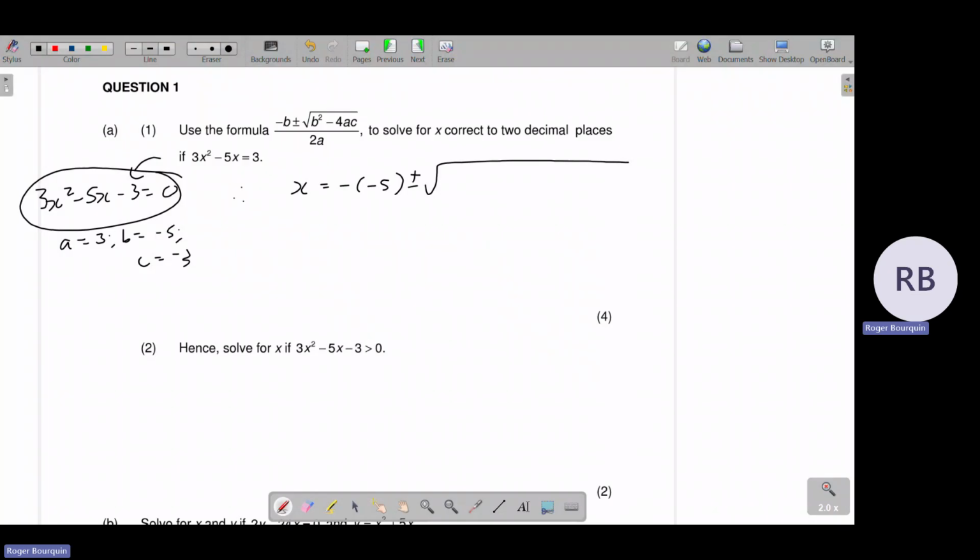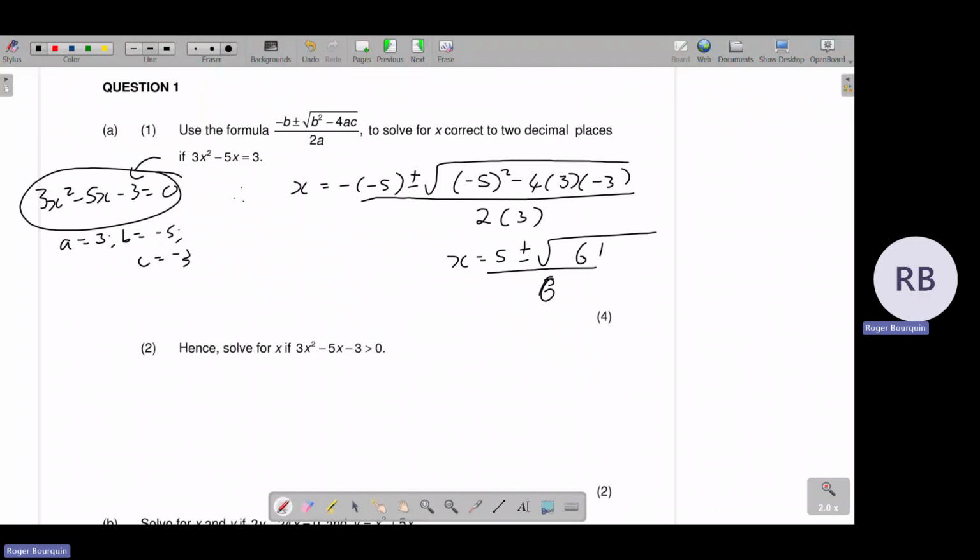So you just put those into the formula and you get x is equal to minus b plus minus the square root of b squared, which is minus 5 squared, minus 4a, which is 3, c is negative 3, over 2 times a, which is 3. So you get x is equal to 5 plus minus the square root of 25 plus 36, which is 61. Am I right? Okay, so you should show that step here. Now you can go straight to the answer. So on the calculator, you're going to go 5 plus root 61 over 6. Show that. And then 5 minus root 61 over 6.